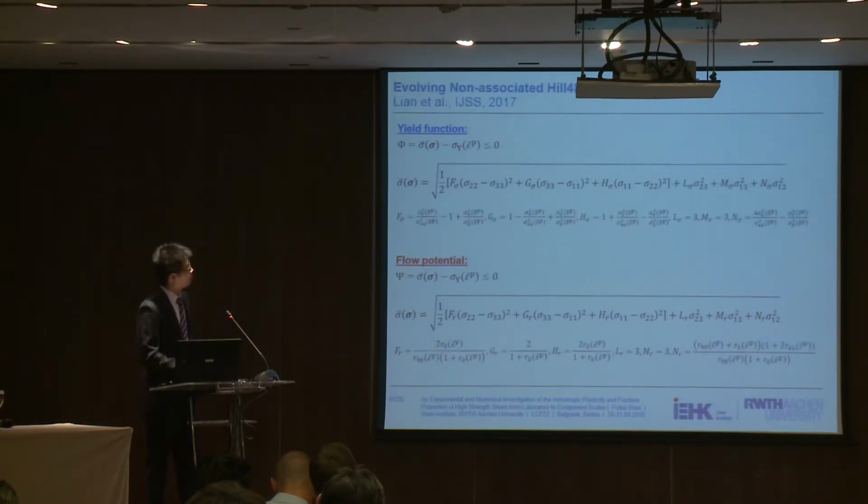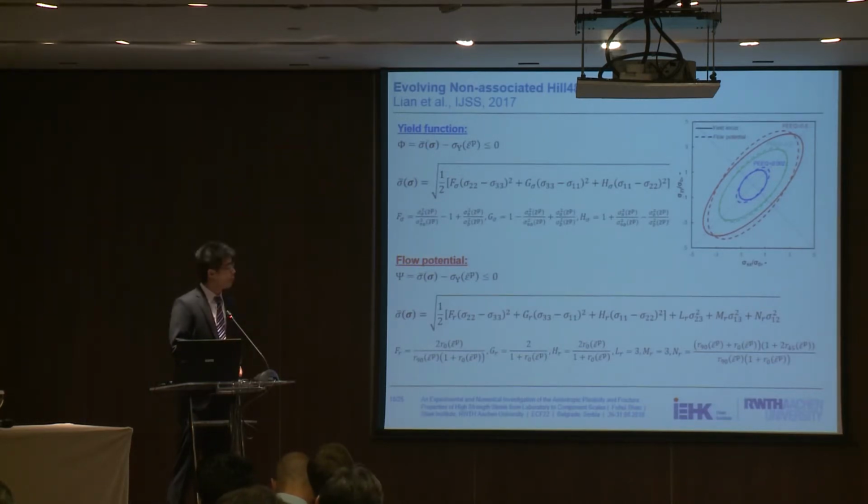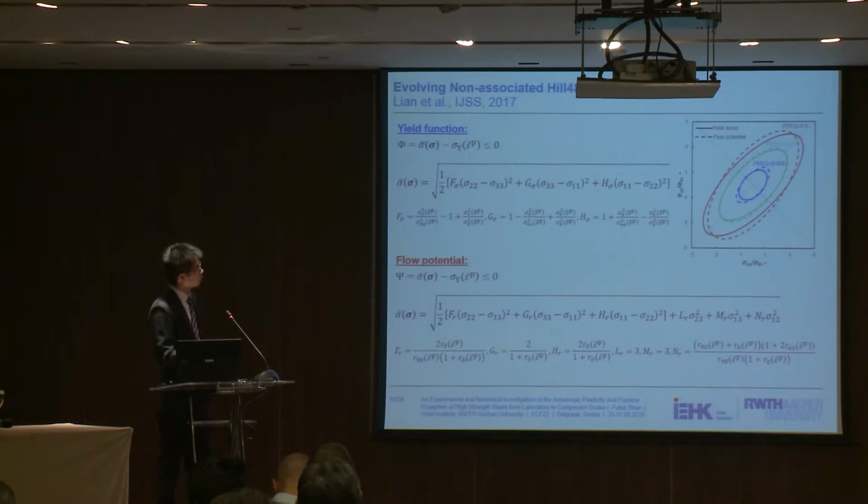And last year, based on the non-associated Hill 48 model, we made a further extension by making those anisotropic parameters dependent on the plastic strain to take into account anisotropy evolution. For example, this is a figure we get from last material, and with the further increase of plastic deformation, we can find that the difference between the yield locus and flow potential is getting more obvious. So I would say this model is more promising.